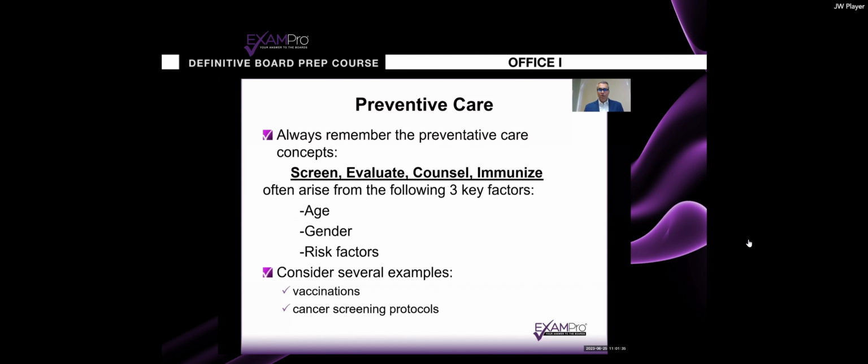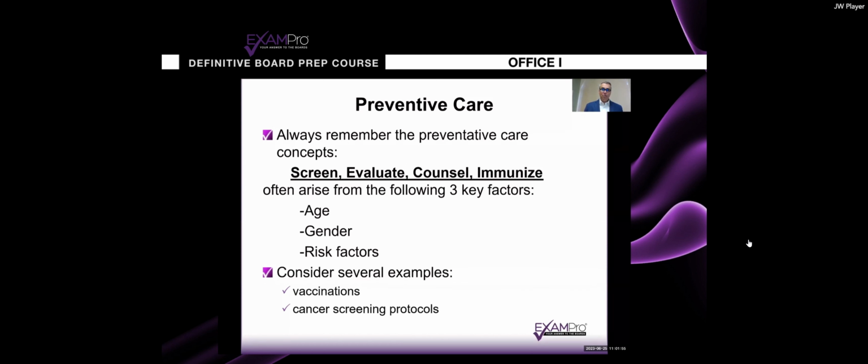When we think about examples of this, vaccination, absolutely. We could think about, for instance, just if we pick a vaccine, say HPV vaccine, definitely an age component to that. It is applicable for all genders, so that's not a relevant issue there. And it is applicable for patients who have risk factors.